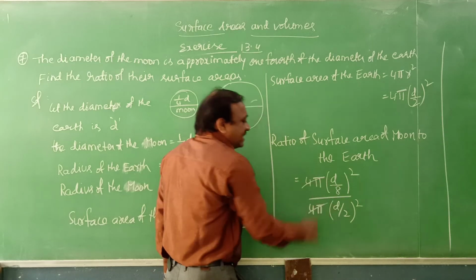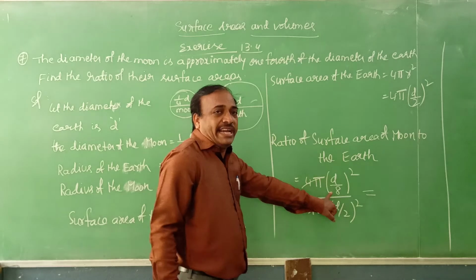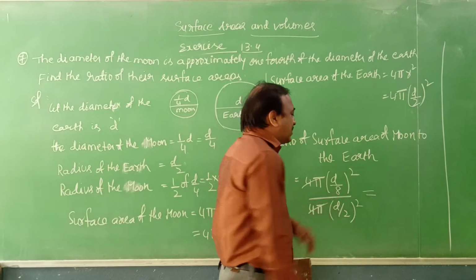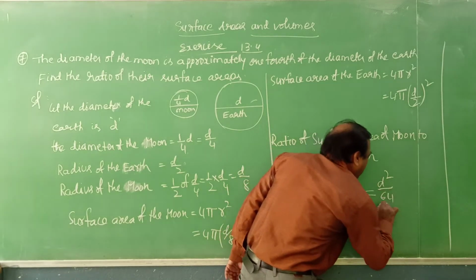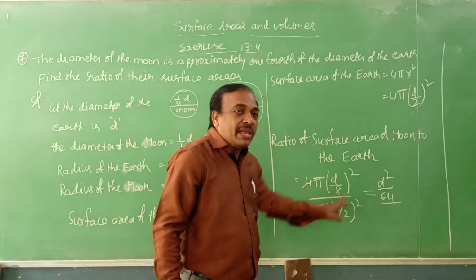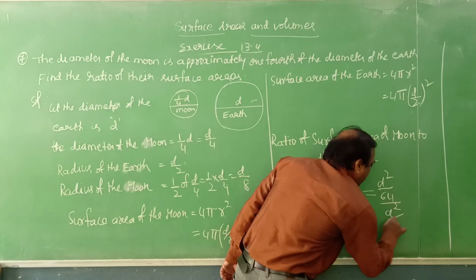4 pi cancel. What is left over? d by 8 whole square, d square by 8 square, that is d square by 64. Next, again you have d by 2 whole square, d square by 2 square is 4. So d square by 4.